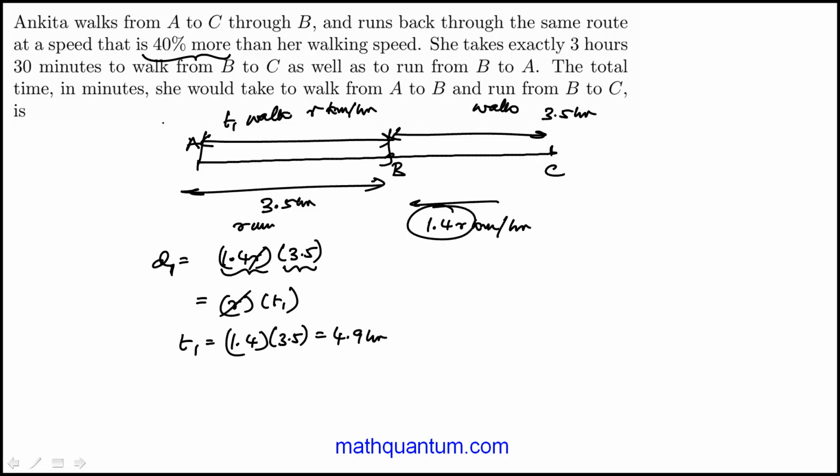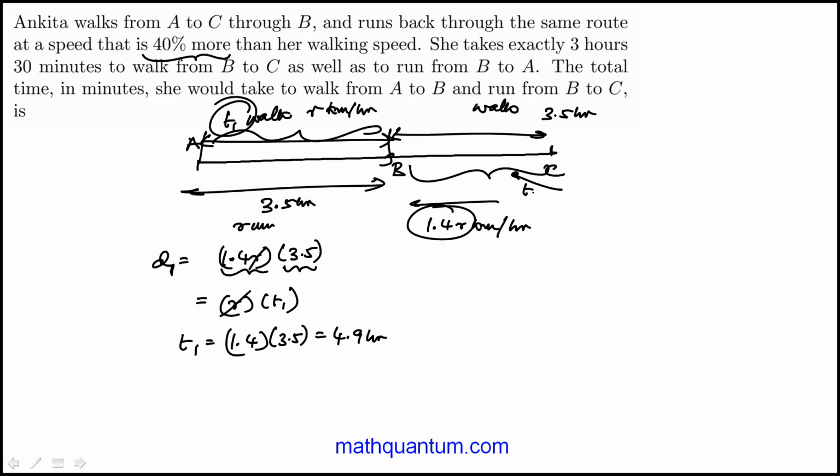And if you look at the question, they're asking for the total time in minutes you would take to walk from A to B, which is T1, plus the time to run from B to A. The total time that you would take to walk from A to B and run, no, this part here.